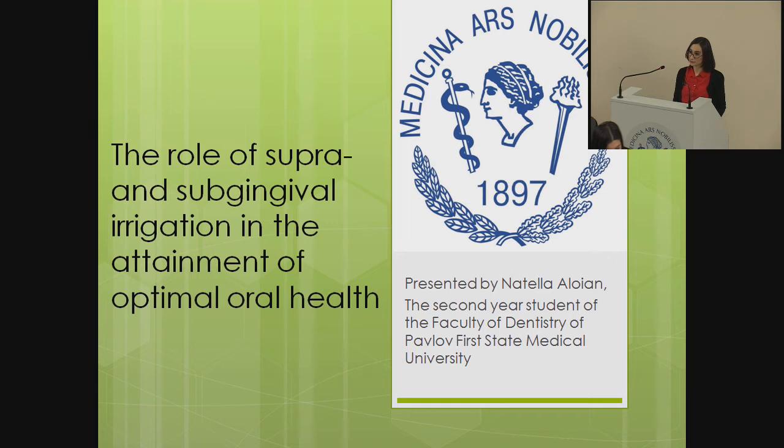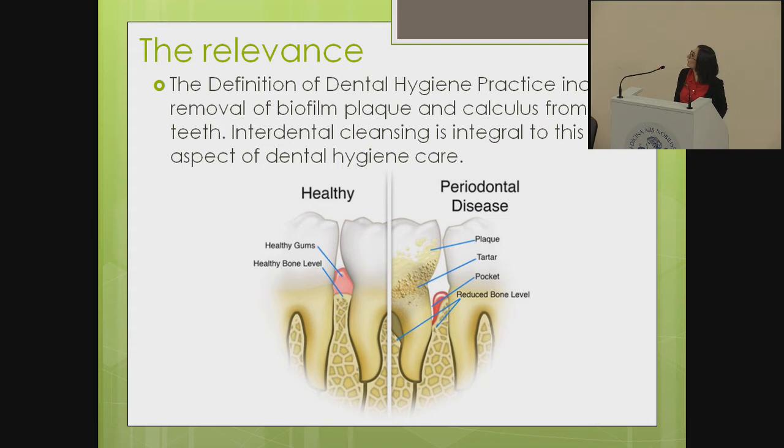Dear Chairman, dear colleagues, today I would like to discuss the role of supra and subgingival irrigation in the attainment of optimal oral health. Interdental cleansing is necessary for the attainment of optimal oral health. Since most toothbrushes have limited access to the proximal surfaces of the tooth, measures for interdental cleansing must be included in dental hygiene care plans. Interdental spaces are areas where bacteria can accumulate, multiply, and remain undisturbed. Undisturbed plaque biofilm can cause gingival inflammation and bleeding and increase the risk of periodontal diseases.